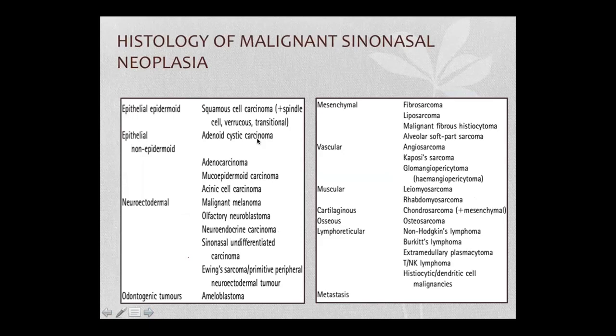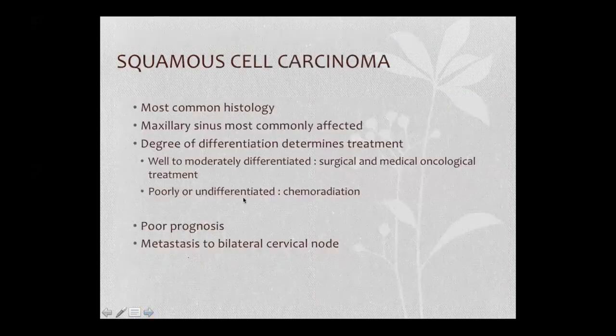These are the different histologies. There are many histologies in the malignant group, but squamous cell carcinoma, adenoid cystic carcinoma, and adenocarcinoma are important from the maxillary point of view. And the others we see are rhabdomyosarcoma, chondrosarcoma. Leiomyosarcoma is again rare. So these are the tumors which we encounter in our daily practice.